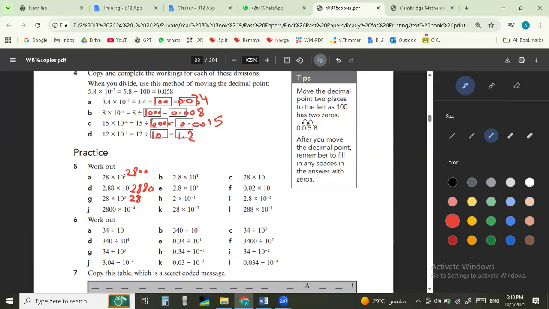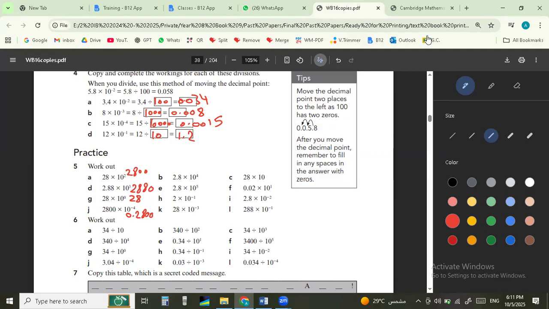Multiplying by a negative power means you're dividing by 10 to the power of 4. So I'm going to move the decimal point 4 digits to the left. So it's 0.2800. And so on with the rest of the questions. You already have the answer key in there. I'm just explaining this section to you here.